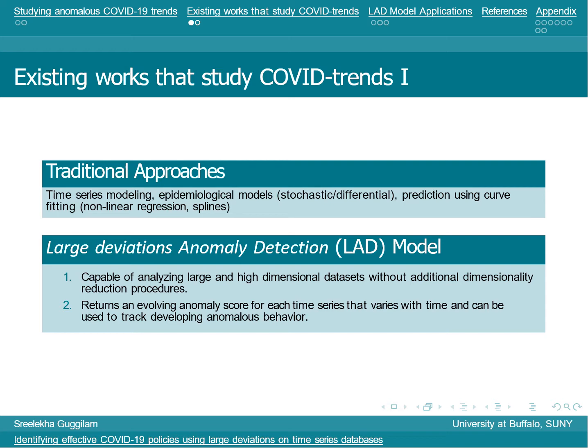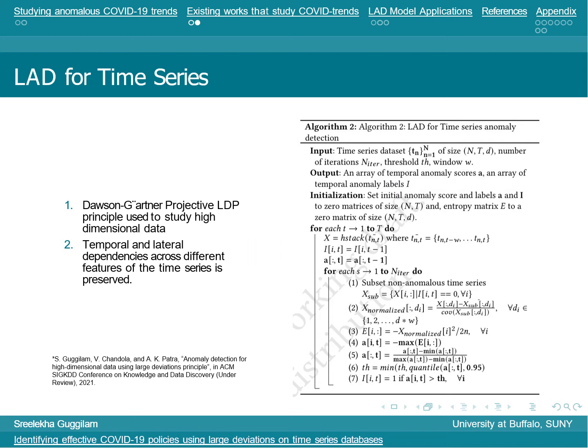This is why we present our LAD model. The model is designed to capture anomalies in high dimensional data without the use of dimensionality reduction. It's based on large deviation theory and is capable of capturing change in trend across different features. The model relies on the Dawson-Gärtner projective LDP principle to deduce anomaly probabilities in high dimensional data. Due to this, we can capture both the temporal and lateral dependencies within the time series database. The detailed theoretical details of the model, as well as the background on large deviations, are omitted in the interest of time. For more details, one can refer to the paper listed below.